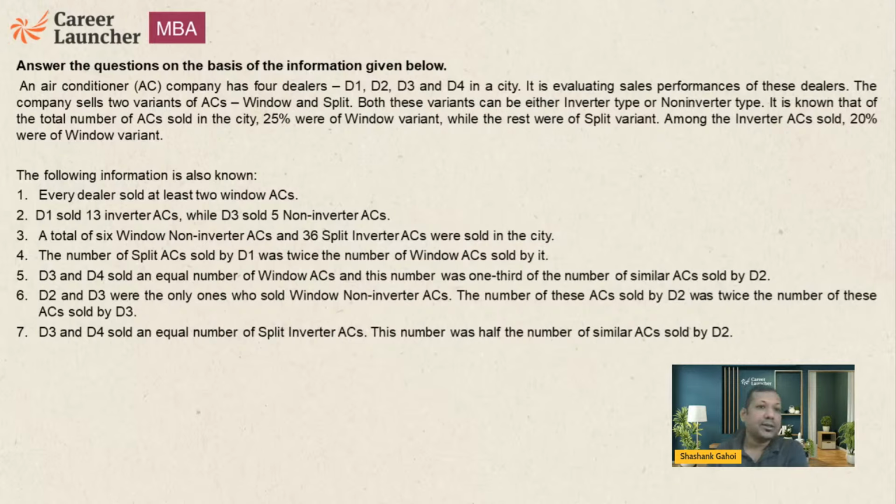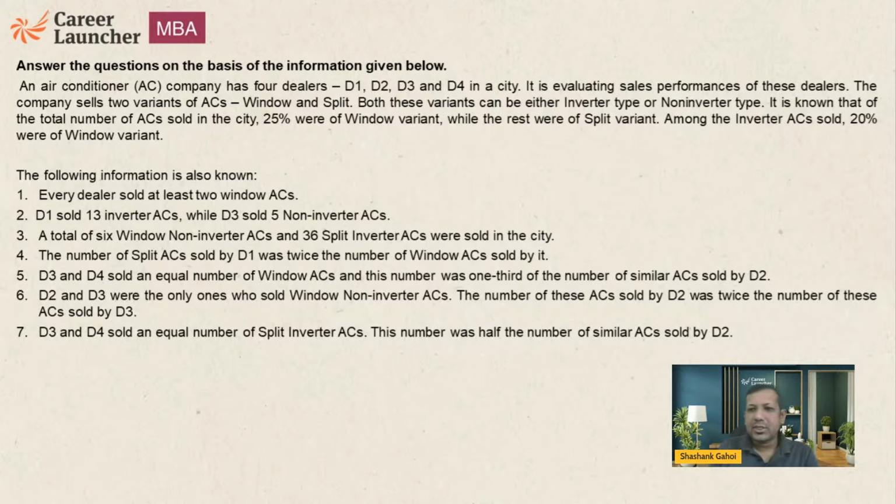It says that an air conditioner company has 4 dealers, D1, D2, D3, and D4 in the city. It is evaluating sales performance of these dealers. The company sells 2 variants of AC, window and split, and both variants can be either inverter or non-inverter type. It is also known that the total number of ACs sold in the city 25%. There is a lot of other information. Actual numbers are given after this.